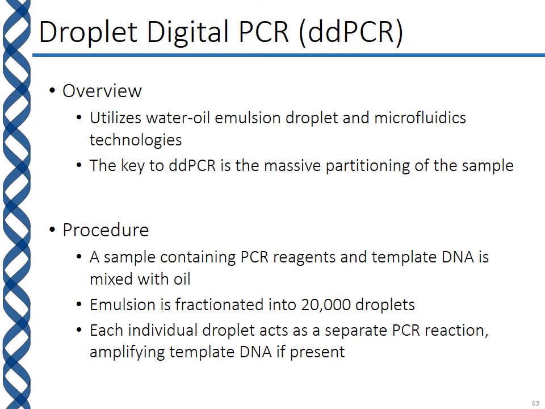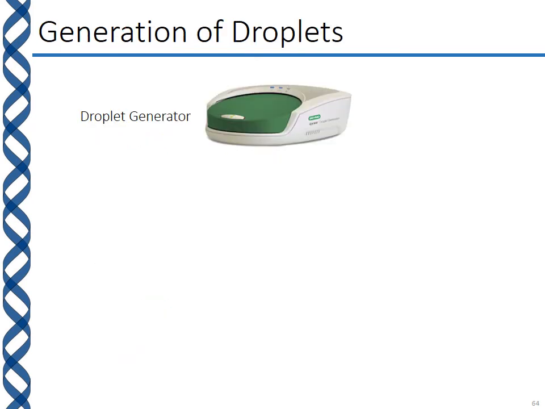is mixed with oil. Then this is fractionated into many droplets, usually on the order of 20,000. And each of these droplets acts as a separate PCR reaction. And if the template DNA is present in that particular droplet, it will be amplified, and then that can be detected. So the generation of droplets for ddPCR is accomplished using a device creatively referred to as a droplet generator.